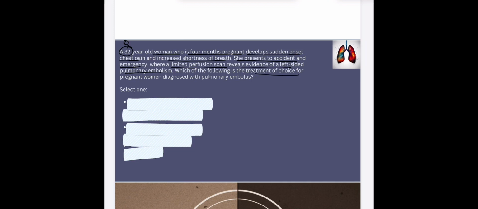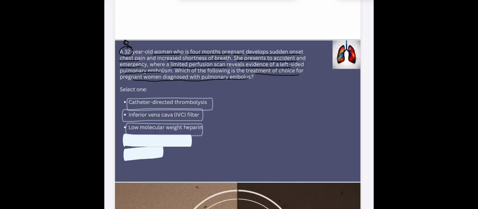Which of the following is the treatment of choice for a pregnant woman diagnosed with a PE? Catheter-directed thrombolysis, inferior vena cava filter, low molecular weight heparin, unfractionated heparin, warfarin. So this is a young lady who is pregnant and has PE. Treatment should be.